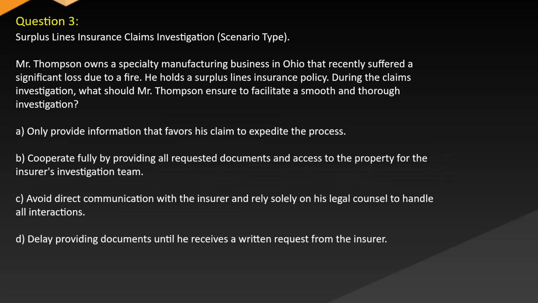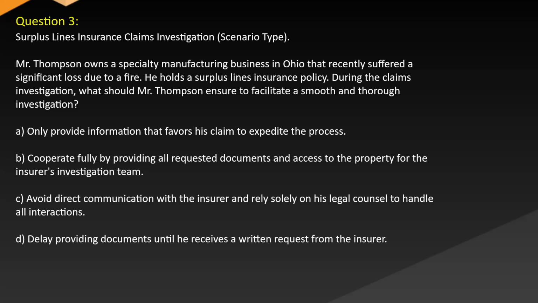3901-1-54. Question 3. Surplus lines insurance claims investigation scenario type. Mr. Thompson owns a specialty manufacturing business in Ohio that recently suffered a significant loss due to a fire. He holds a surplus lines insurance policy. During the claims investigation, what should Mr. Thompson ensure to facilitate a smooth and thorough investigation?